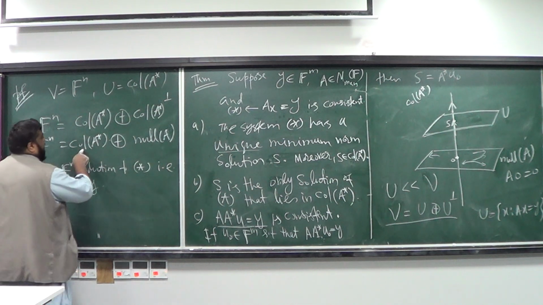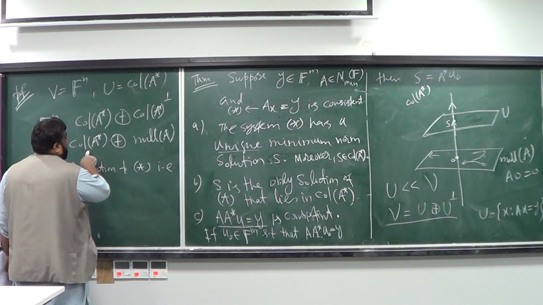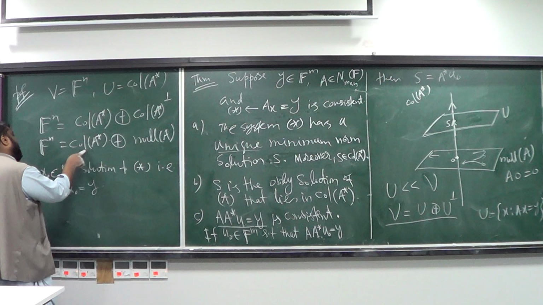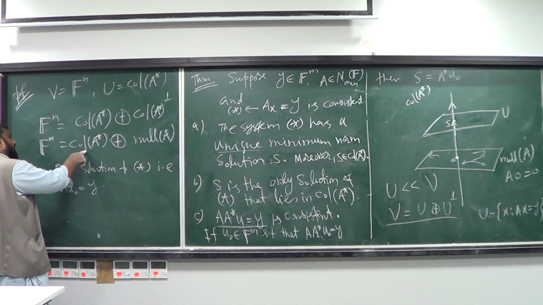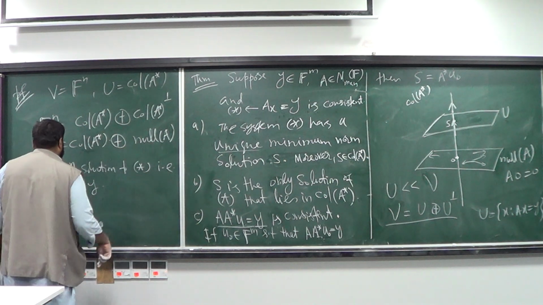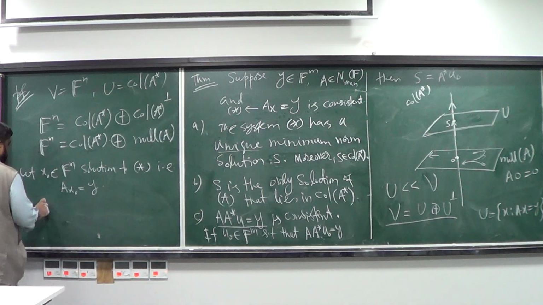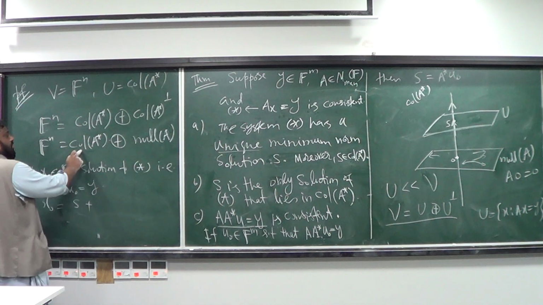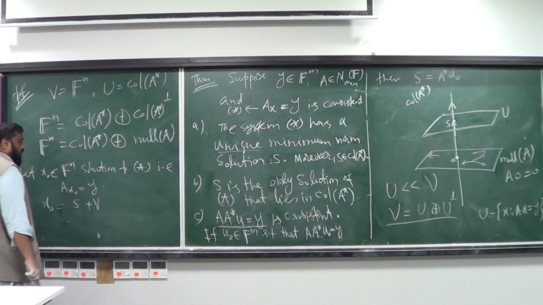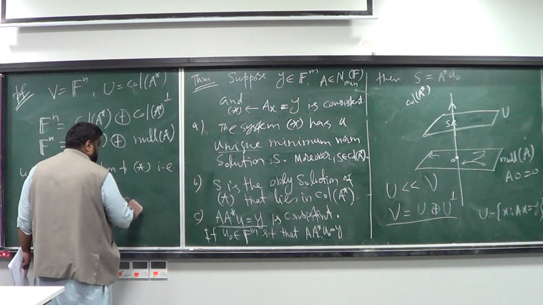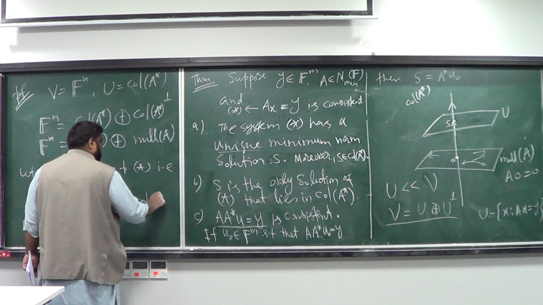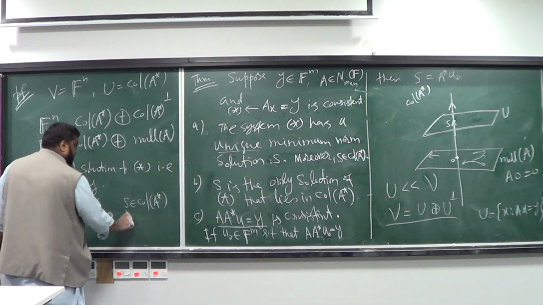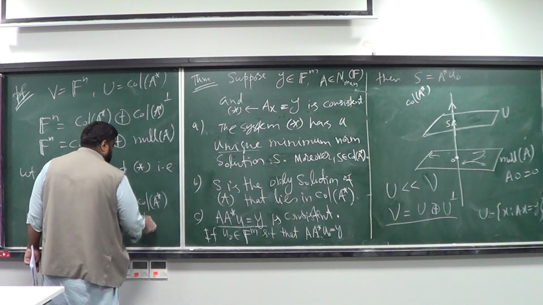Now, since x naught is a vector in F^n, it can be written as a sum of a vector from the column space of A star and a vector from the null space of A. So x naught can be written as the sum of S and V, where S is an element from the column space of A star, and it's unique, and V is an element from the null space of A.